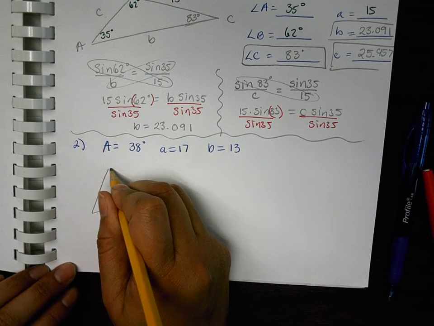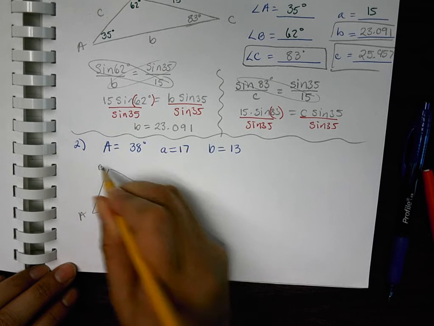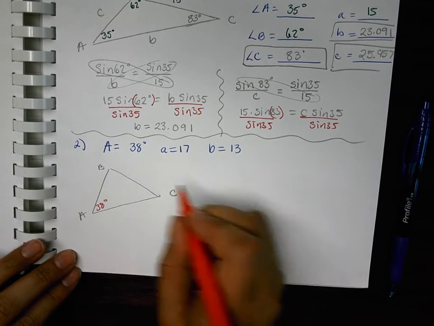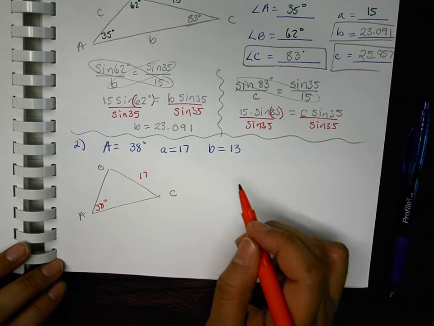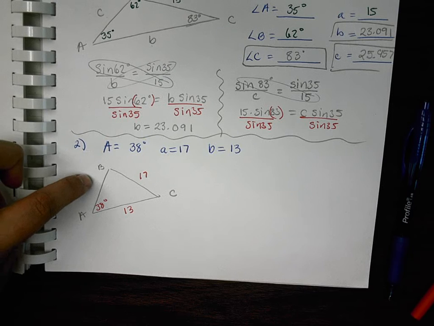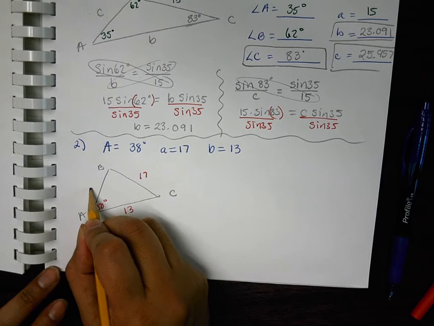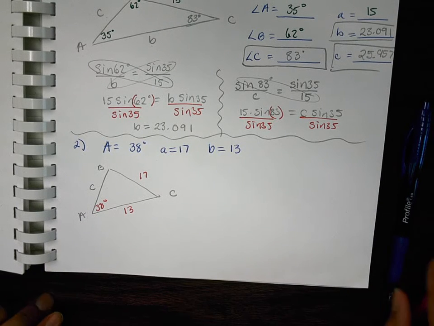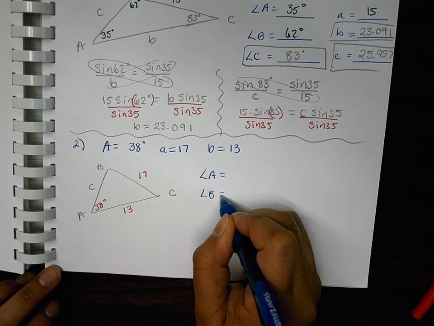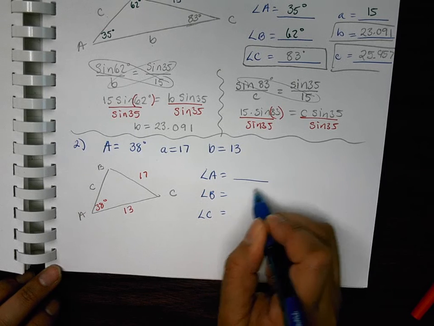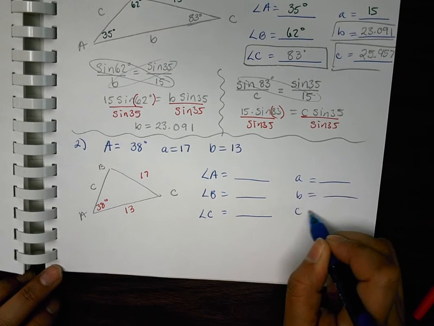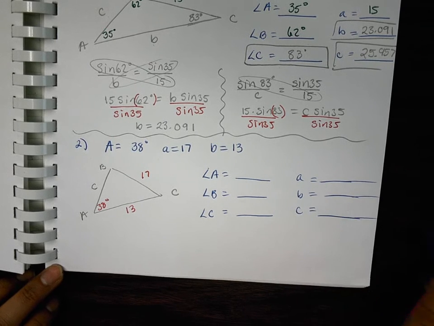Okay, let's draw our picture. Again, it's not a right triangle. A, B, C. A is 38 degrees. Little a is 17. Little b is 13. And what is this side over here called? Little c. All right. Angle A, angle B, angle C, blank, blank, blank, little a, little b, little c, blank, blank, and blank. And let's fill in what we have.